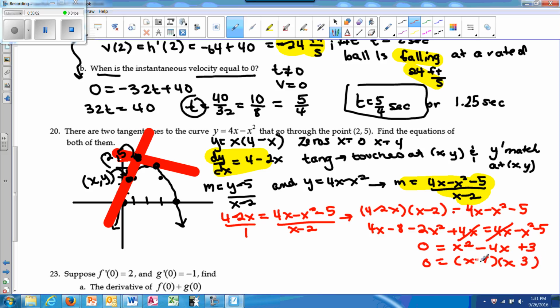So the 4x on the left and the right cancel. Moving all my terms over, if I add 2x squared to both sides, I end up with a positive x squared on the right-hand side. If I add 8 to both sides, I end up with a positive 3 on the right-hand side. If I subtract 4x from both sides, I end up with a minus 4x. And I'm left with 0 on the left-hand side.